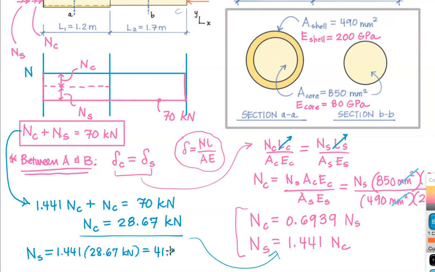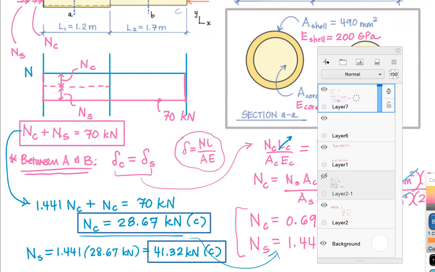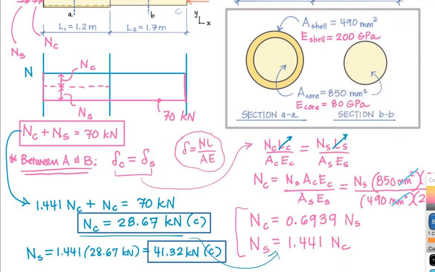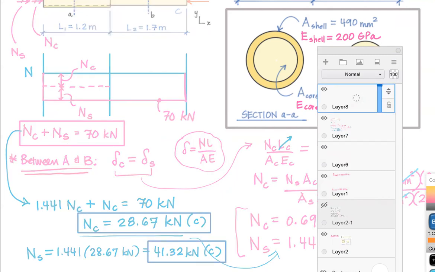And we get 41.32 kilonewtons of force. And these are compressive forces, right? So I think it's probably best to show the little C in parentheses there to show that, yeah, those are definitely compressive forces. And so you can box these two as some of your intermediate answers on this problem. All right, we've got our forces figured out. And at this point, I'm going to pop another layer on here real quick. And we have enough information to refine that diagram.